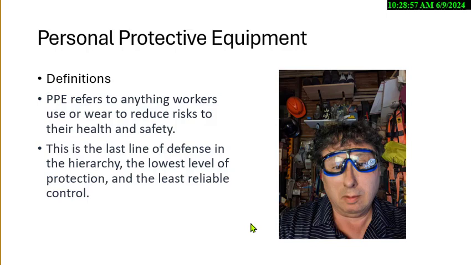Personal protective equipment is last. So anything you're wearing to reduce the risk to safety and health, and it's the last line. That means you're going to have some exposure, the lowest level protection, and the least reliable control. What I'm doing is testing out anti-fog goggles. There's several companies that make good anti-fog goggles, because people in the food industry got to clean all the time. The water is in the air, and sometimes it gets hot by the oven. So a lot of materials like safety glasses fog up.